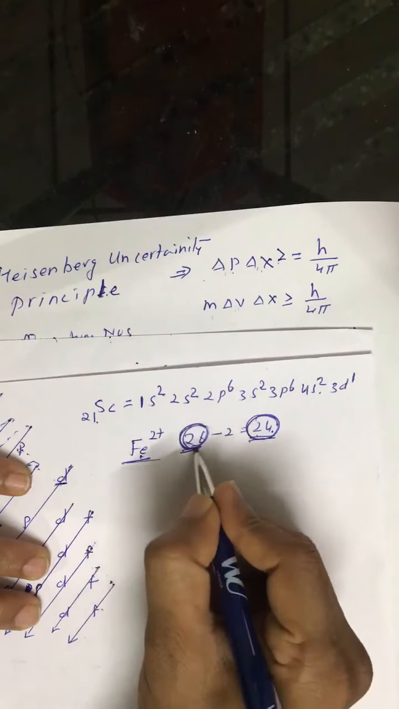Alright. Similarly, for copper, it should be 3d9 4s2 if we follow this Aufbau principle. But in this case, again, one electron moves from 4s to 3d, so that it becomes completely filled, 3d10 4s1. So this is completely filled, and due to high exchange energy, the d10 state is comparatively more stable. Alright, so you should be careful. So this is how we write the electronic configuration.